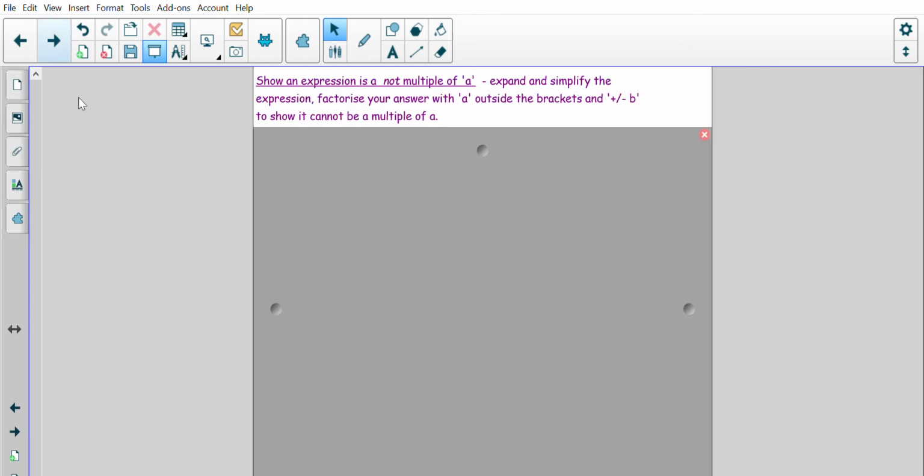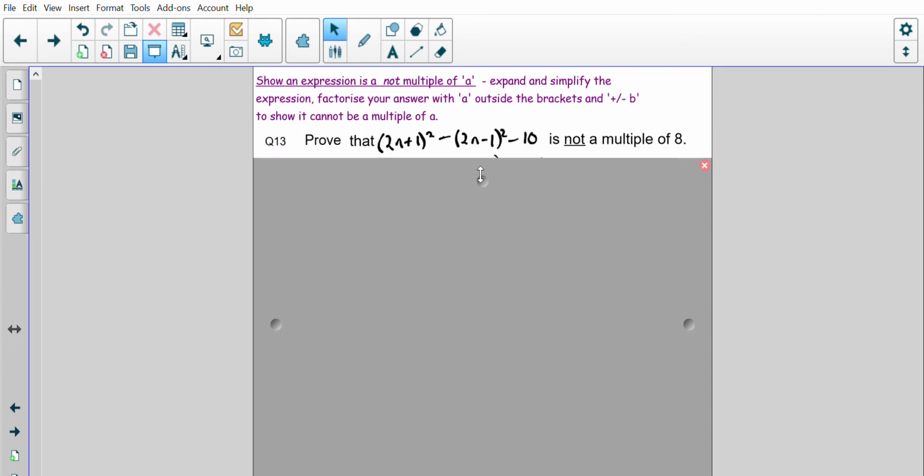Okay, now we're going to look at how we show that an expression is not a multiple of a certain number. So here we're going to expand and simplify the brackets as usual, factorise with the number we want to show it's not a multiple of outside the brackets, and show that we have something extra added or subtracted on the end. So let's just see what that looks like.